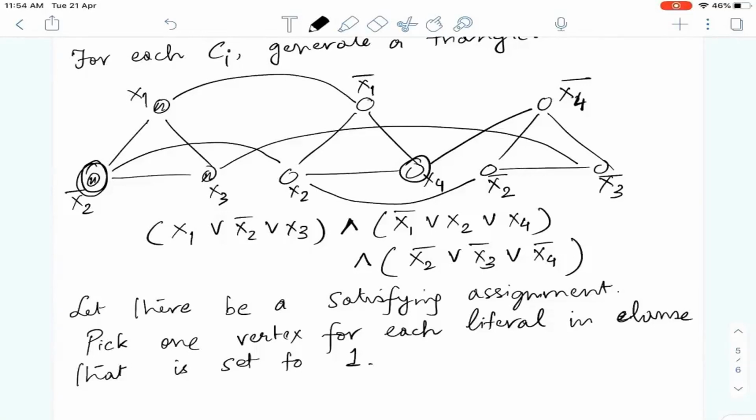The only thing that you can conflict with is some vertex in some other triangle. But if that conflict happens, it means you have picked x2 bar, for example, in C1, but you have also picked x2 in C2. That cannot happen because exactly one of them has been set to 1 in your satisfying assignment. Both of them cannot have been set to 1. So this proves one direction: given a satisfying assignment, you can generate an independent set of size k. We have to also show the other direction.